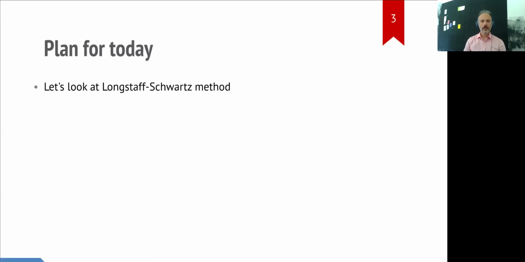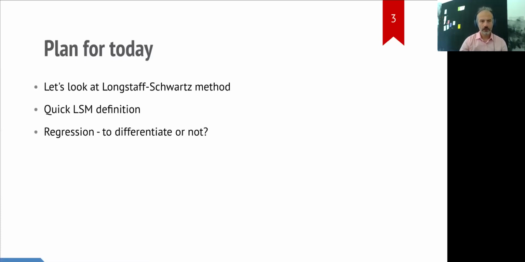So the plan for today: we're going to look quickly at the Longstaff-Schwartz method. I'm sure everyone knows what it is, so it's going to be a very quick introduction. Then regression: to differentiate it or not. There are lots of articles out there, and I have some references in the paper that goes with the slides. I recommend people review that. We're going to discuss intuition, like why you may want to differentiate regression and why it's not required sometimes.